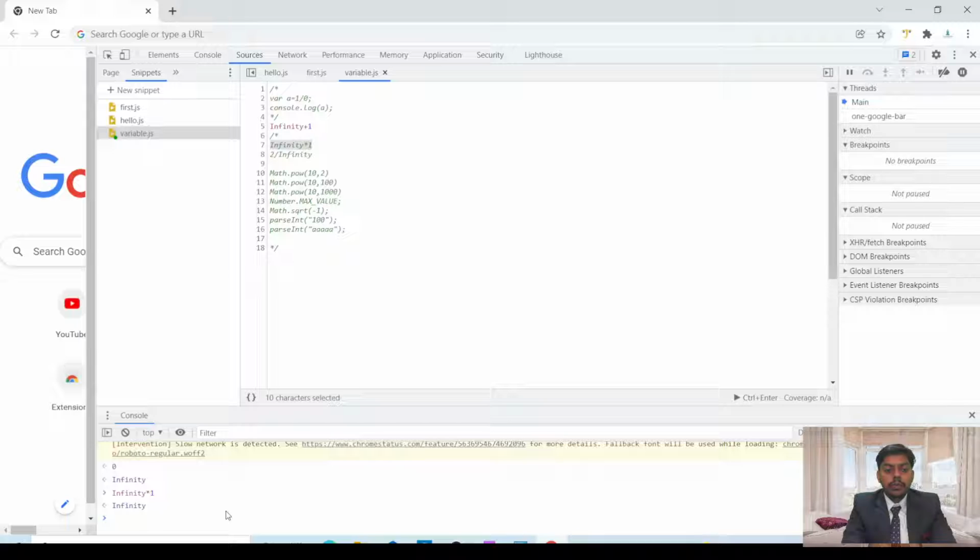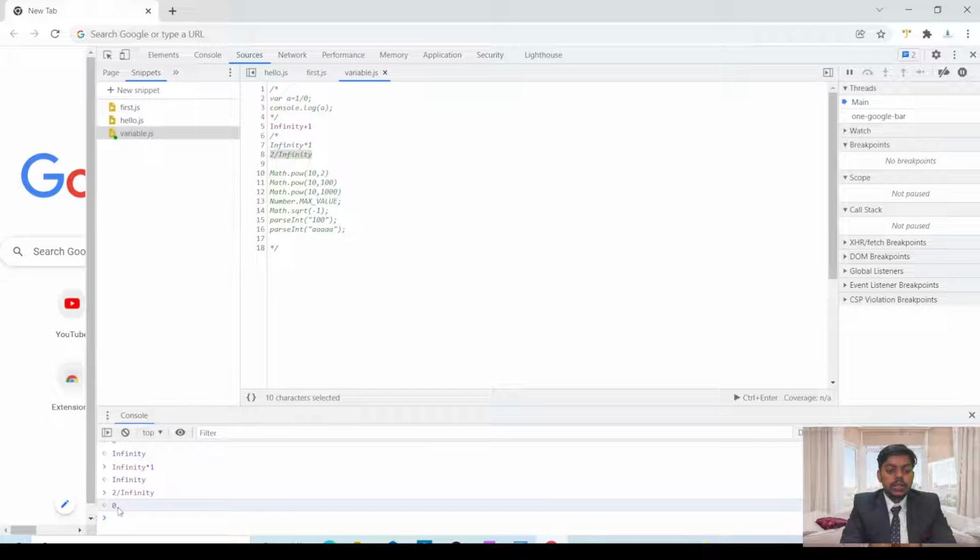In the console window, for writing one line of code, you can use the console window and see the output. And 2 by Infinity is going to be 0. Mathematically we know that. So just write it in the console window, and after writing 2 by Infinity, hit Enter. Then you can see that the output is 0. And for clearing the console window, you can use Ctrl plus L.